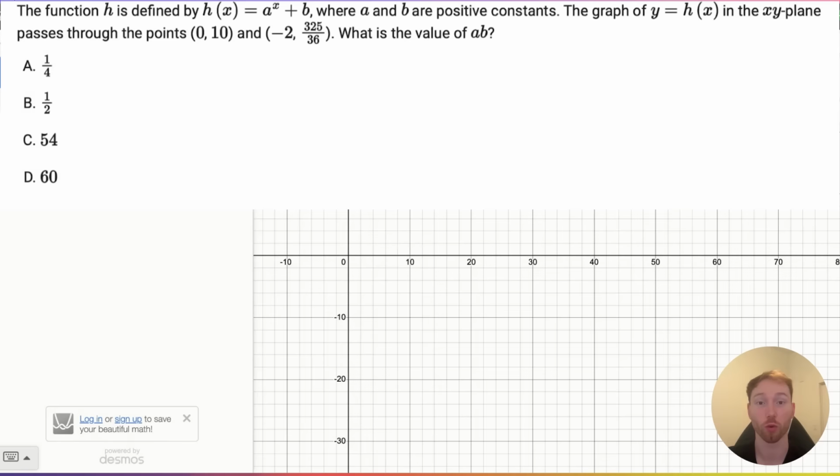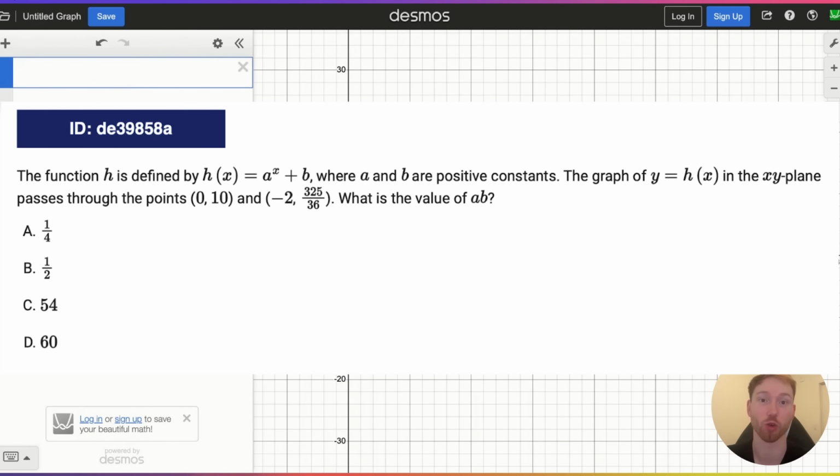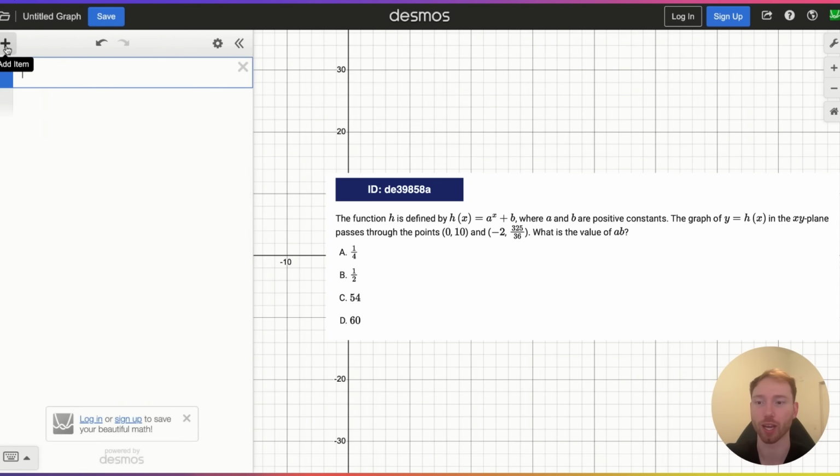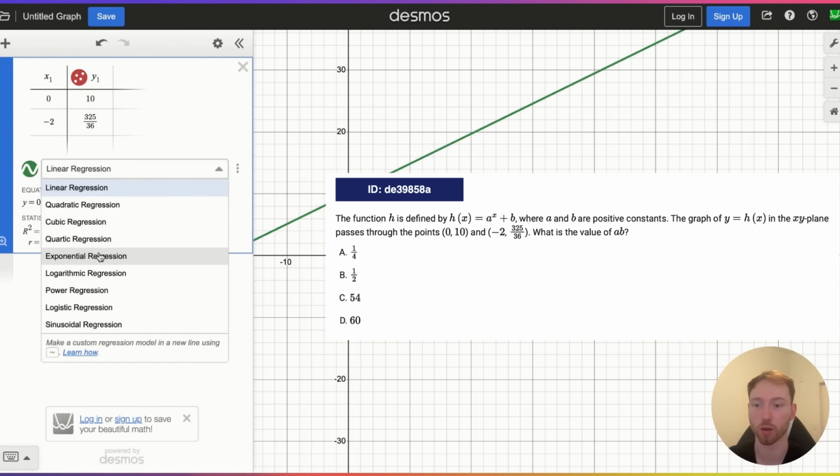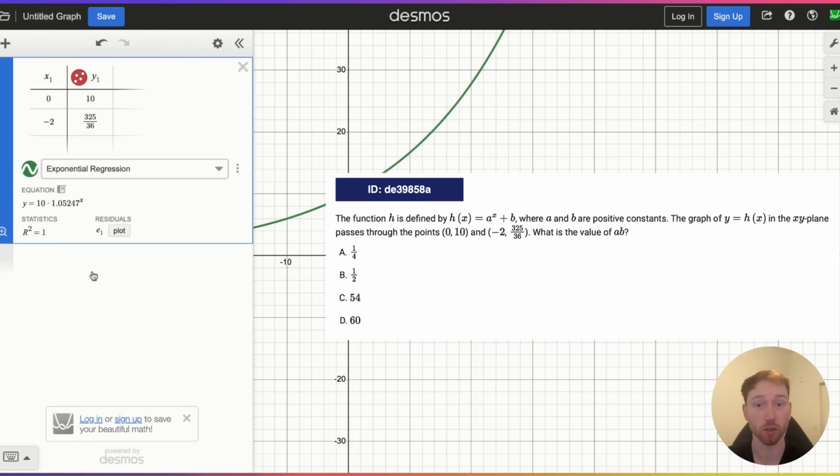There's one more example on regressions dealing with exponential values. Here's how you do it. In this example, we're given 2 points. So we want to go ahead and get our table and plug in our points. Normally you would click add regression, move down to exponential regression, and it will give it to you. But in this case, they're asking for it in a specific form.